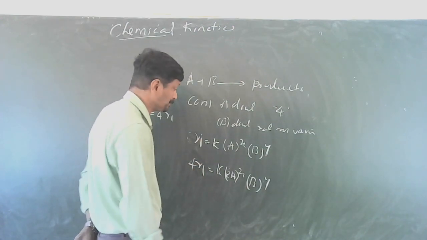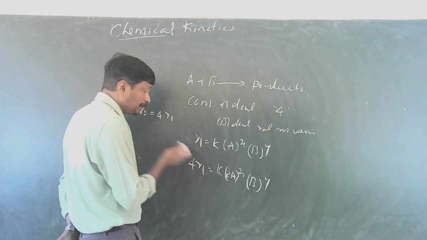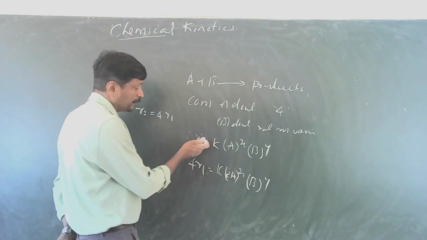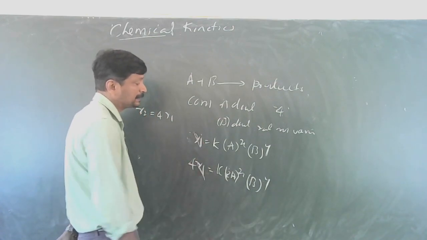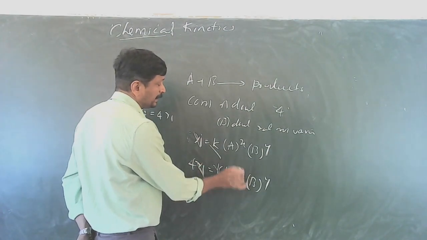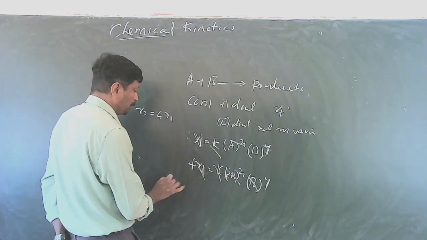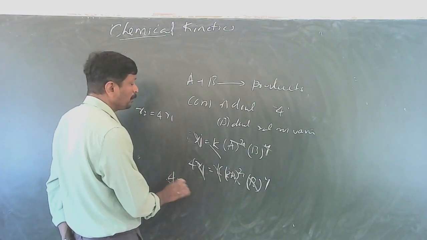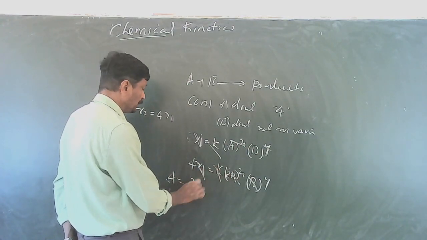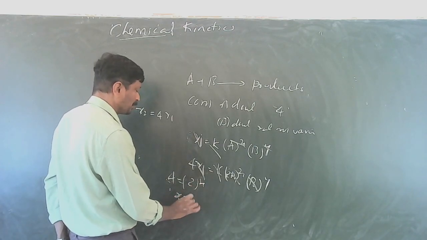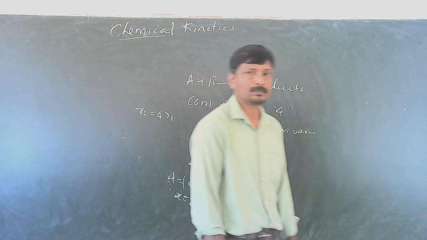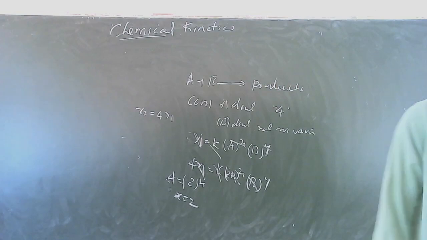What is X here? Divide this by this. What do you get? R1, R2 cancel. K cancels. A raised to X cancels, and B raised to Y cancels. What is left? 4 by 1 is equal to 2 to the power of X. Therefore, X is equal to 2.